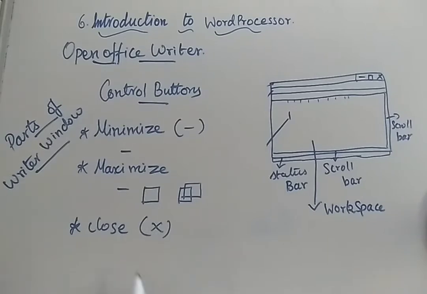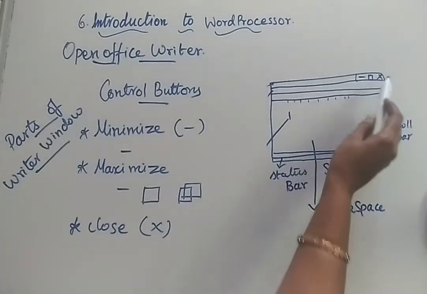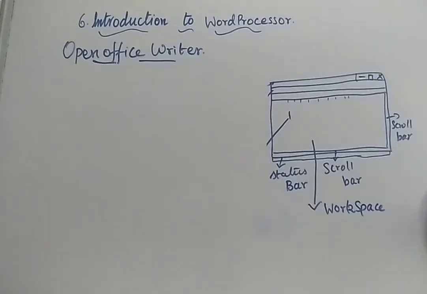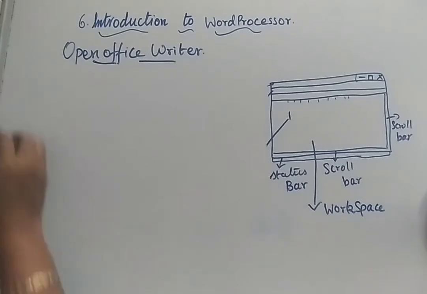You can close the application just by clicking the cross sign here. Otherwise, you can click File, Close, or File, Quit to close that application. So these are the ways you can minimize, maximize, and close an application or window, that is, your document window. Next we are going to see the menu bar.